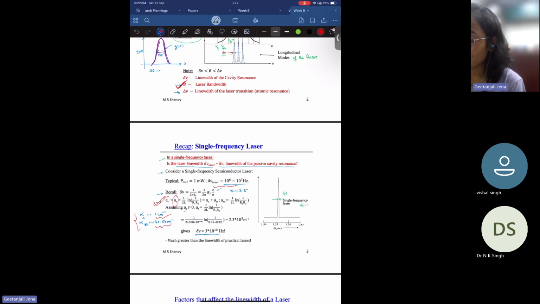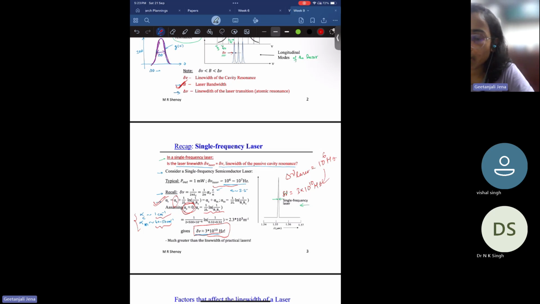So for calculation purposes we can neglect this parameter, and using these values, the delta nu for the cavity resonance comes to around 3 into 10 to the power 10 hertz. So the single frequency delta nu is 3 into 10 to the power 10 hertz. But delta nu laser, we see, is in the order of 10 to the 6 hertz. That means delta nu laser is much smaller than delta nu cavity.